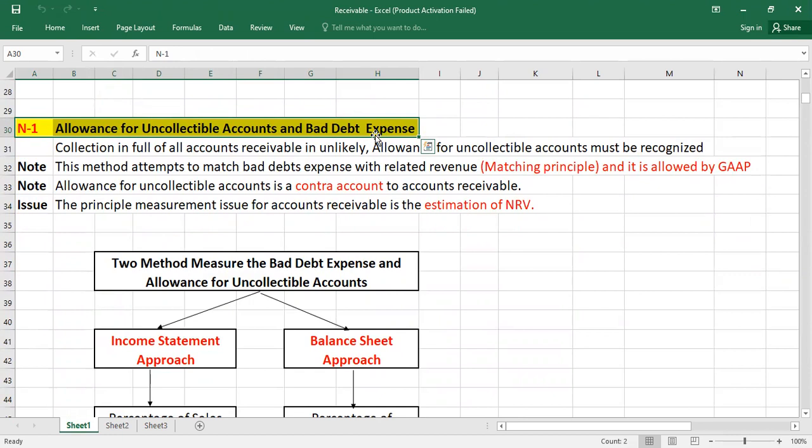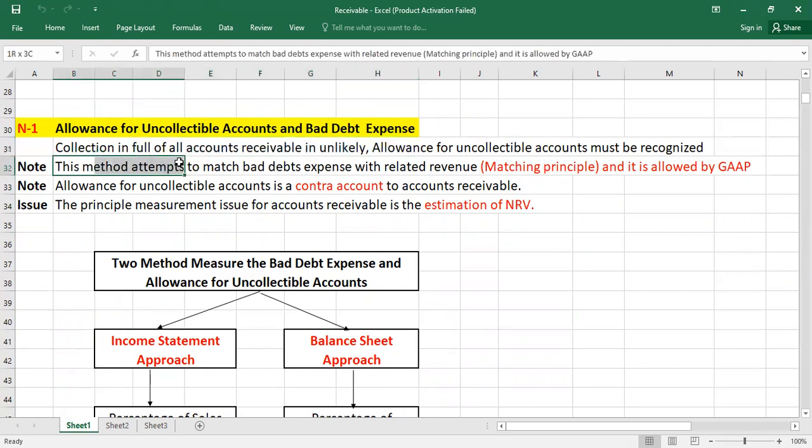So what is the allowance? Sometimes it is not possible that you will recover 100% of the amount from the receivables. Collection in full of all account receivables is unlikely, so an allowance for uncollectible accounts must be recognized. You can say the allowance is like a provision. This method attempts to match bad debts expense with the related revenue. I mean, it's the matching principle.